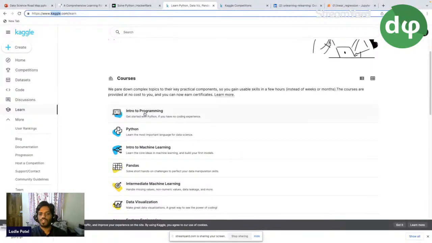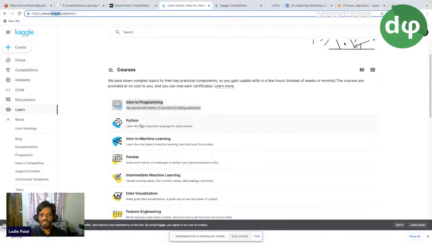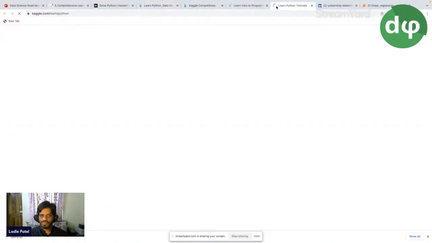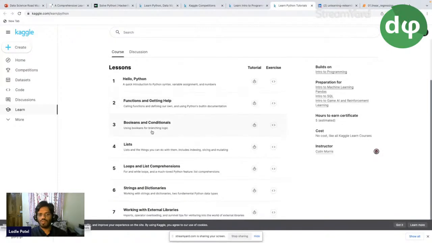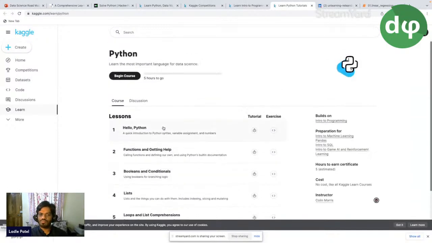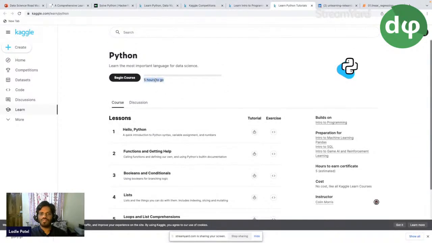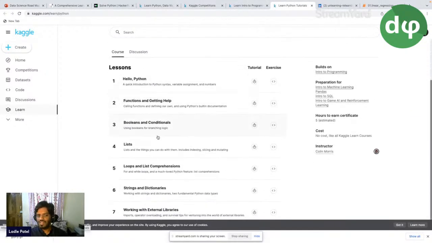So even if you see the introduction to Python, the programming notebook, the Python notebook, it is very, very basics. If you go into detail, hello world, getting functionality, boolean, list, tuple, working with except, this is what it is, and you can do it in a few hours, I would say. I think there is also an estimated time. It's not showing, but yeah, I think 5 hours. So in one day you can learn this, and that's enough.